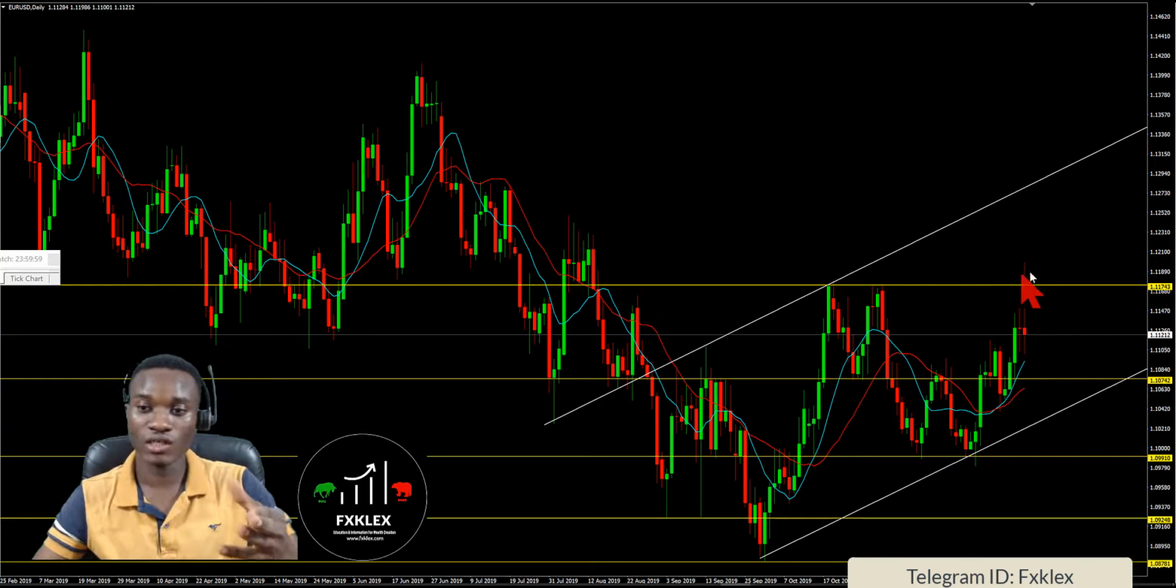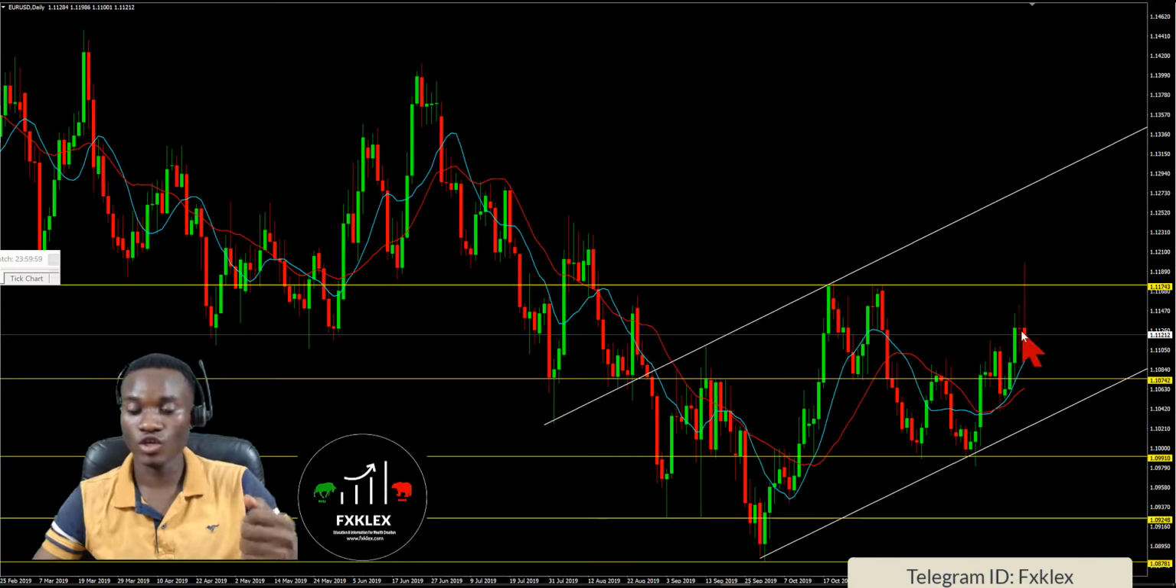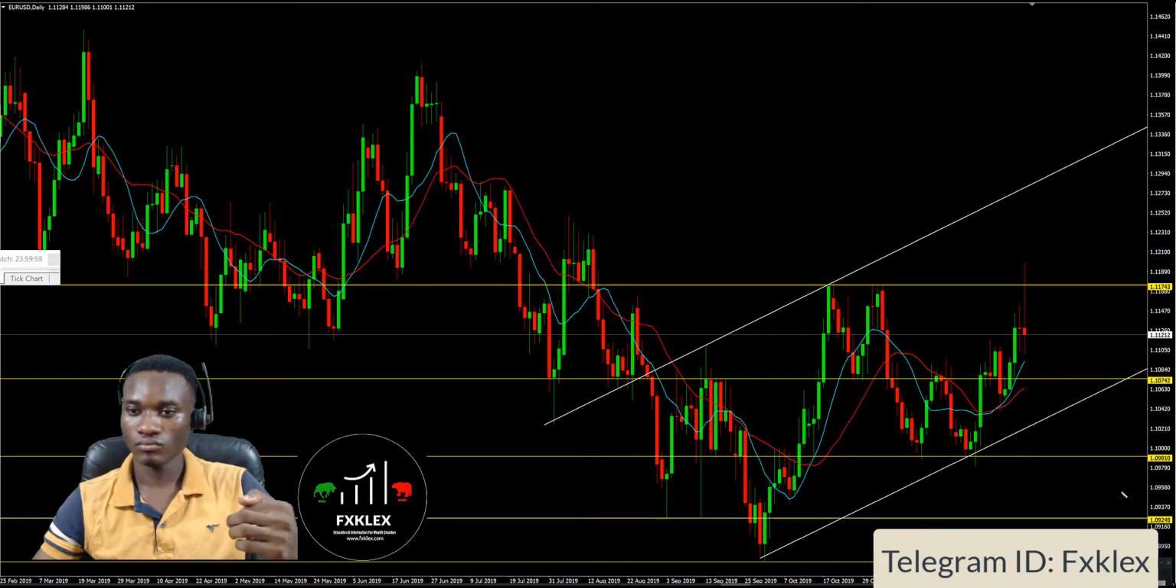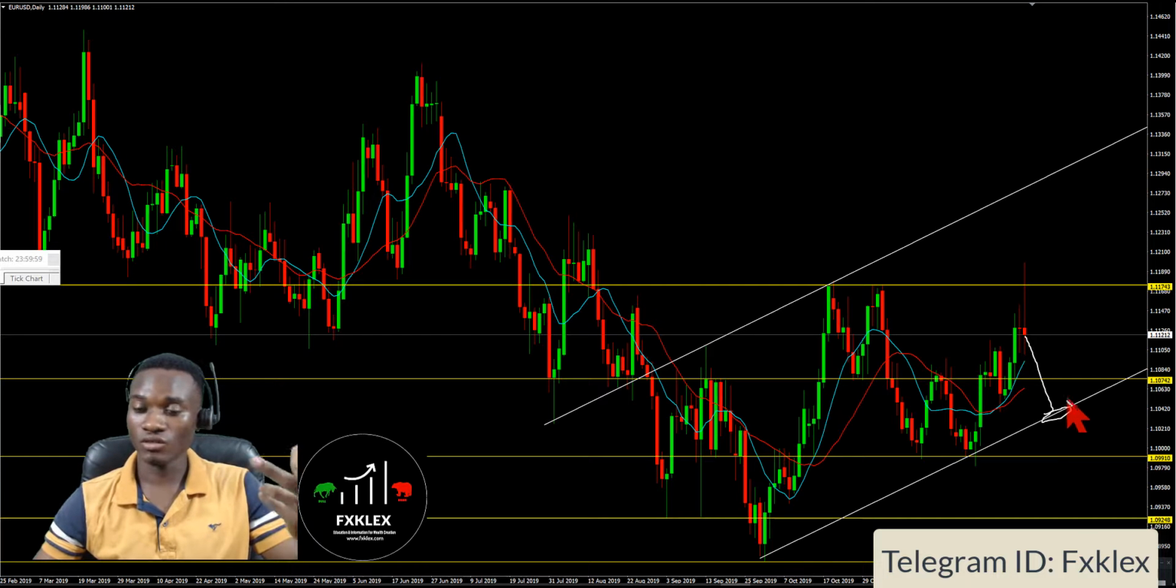Due to the volatility and the retracement of price right here, I wouldn't want to short the euro against the American dollar in this kind of rising wedge. You can see this rising wedge. So I'm looking for an opportunity right here. If price can retrace downward and retest this dynamic support region, and if I can see an opportunity to long, to buy the euro against the American dollar, then I'll be willing to do that.